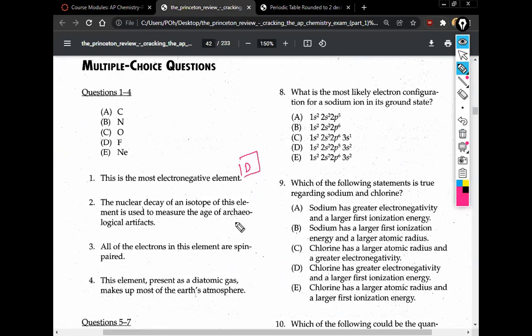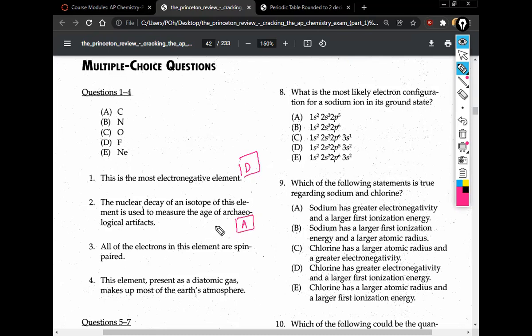Okay, number 2, we didn't talk about it much in this class, but you guys might know this. Does anyone know which isotope, which element we use to measure age of archaeological artifacts? Yeah, Molly. Yeah, carbon. If you guys might have heard this in history class, it's carbon dating, right? Carbon-13 dating. We usually use carbon.